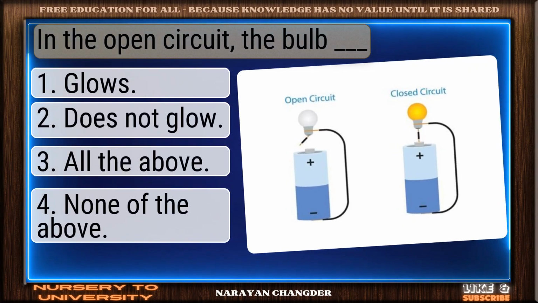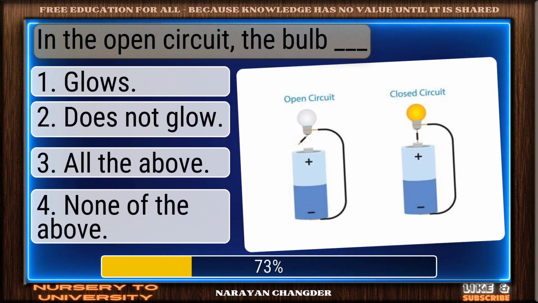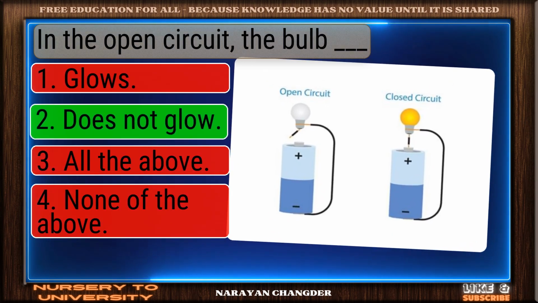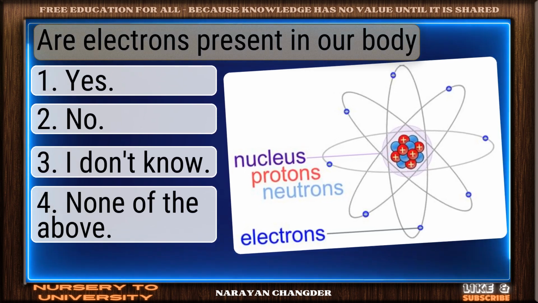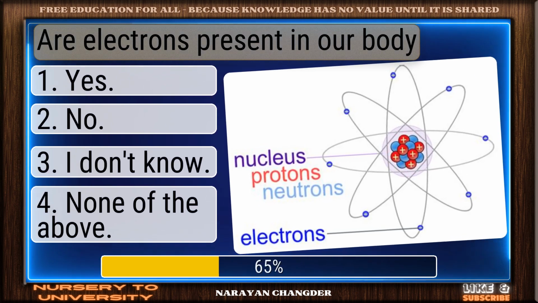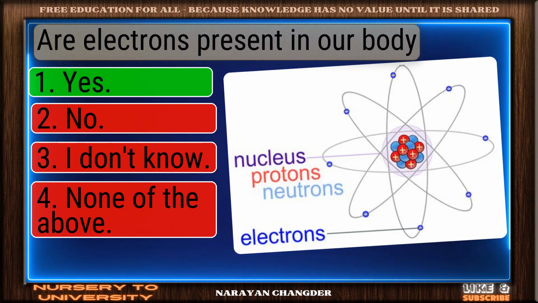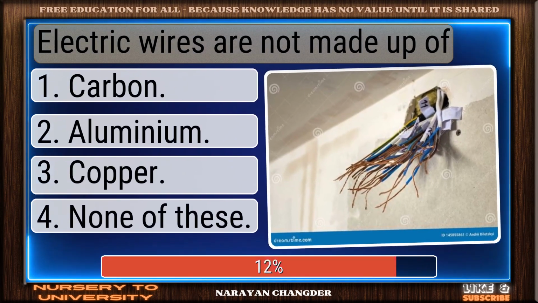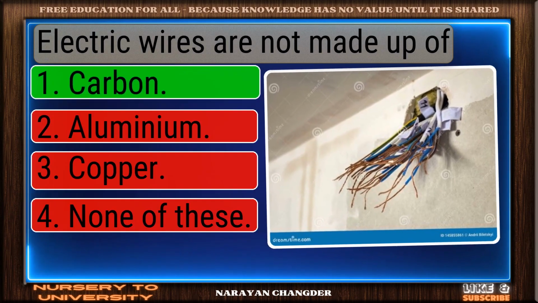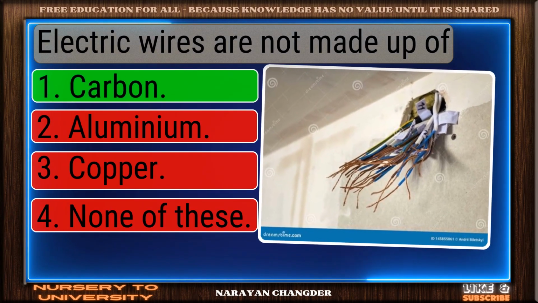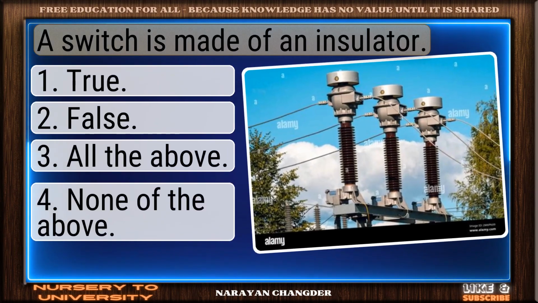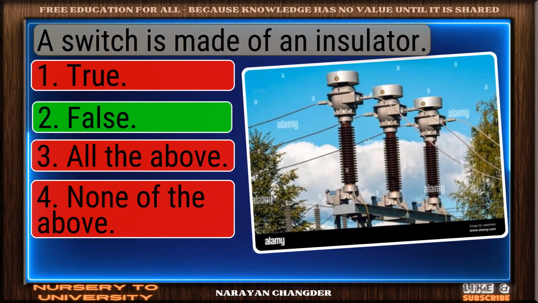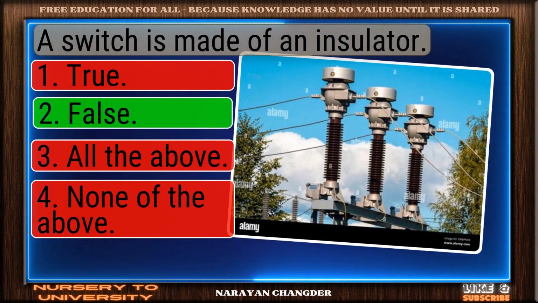In the open circuit, the bulb dash. Excellent. Does not glow is a brilliant choice. Are electrons present in our body? Smart pick. Yes is the correct choice. Electric wires are not made up of dash. Nicely done. Carbon is a solid answer. A switch is made of an insulator. On track. False is the correct answer.